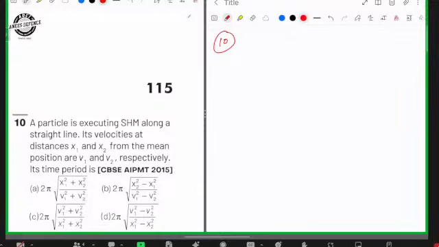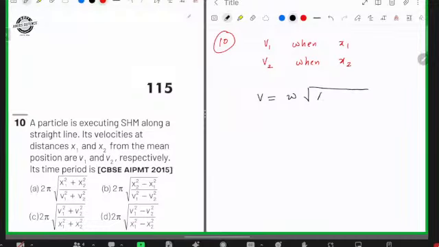Its time period is. Now see, in the question itself, we have been given that velocity is v1 when displacement is x1 and velocity is v2 when displacement is x2. Let us use the formula for velocity. What is the formula for velocity? Is it omega under root a square minus x square? Correct? So when I substitute x is equal to x1, I must write v is equal to v1. Now putting v2, I must write everything same but x2 square. Correct?